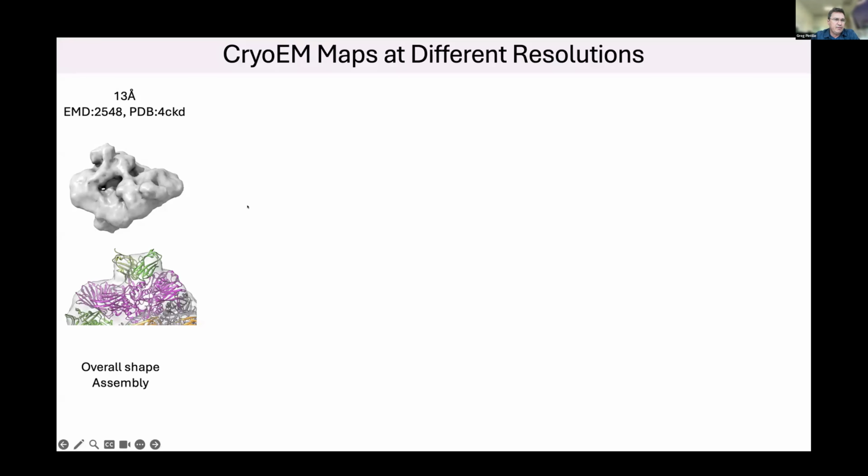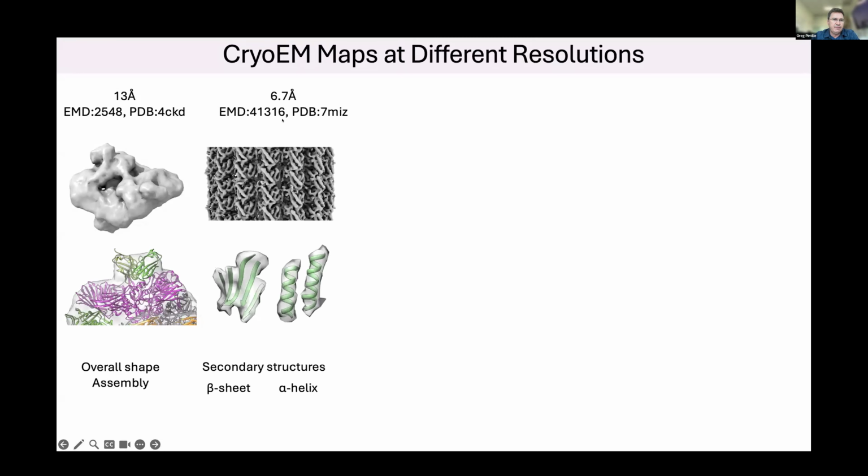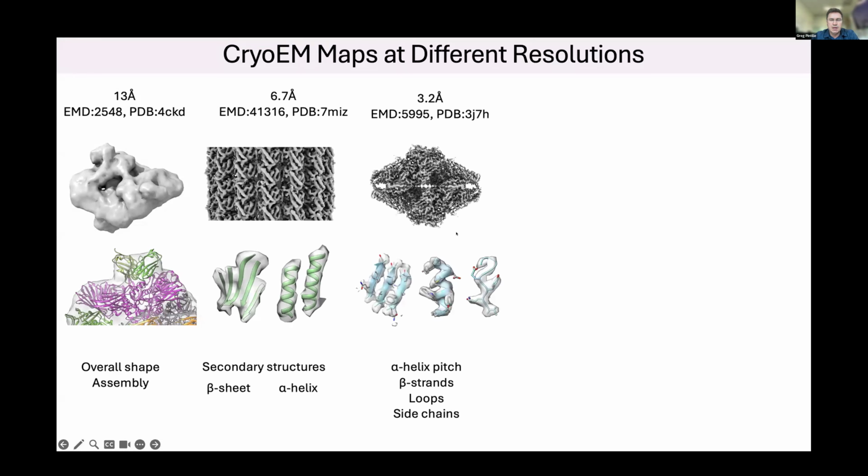So let's say we have a 13 angstrom map. Here we can see individual proteins, so we might be able to build assemblies of proteins. At something like 6 or 7 angstrom resolution, we see secondary structures appear: beta sheets like flat densities or alpha helices like tubes. At 3 angstrom resolution, we start to see the pitch in the helix. We see separated beta strands, and we can even see some of the bulky side chains.